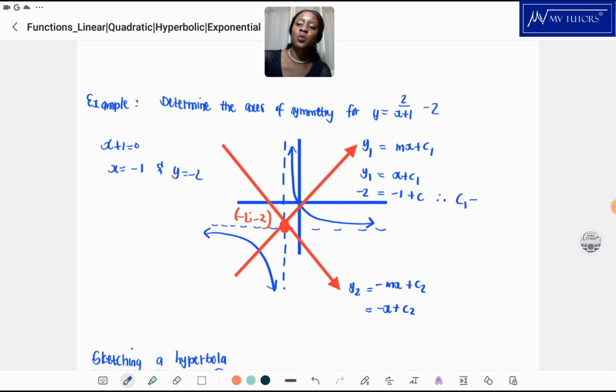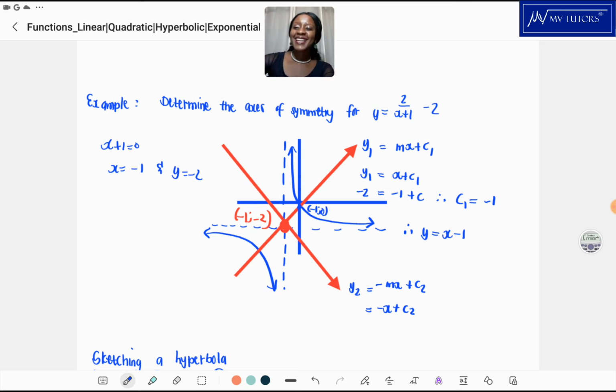Therefore, c1 is actually equal to, if I take negative 1 to the other side, it would be positive. So c1 is negative 1. Therefore, the equation of the axis of symmetry for your increasing function is y equals x minus 1. And if you think about it, it looks like it's intersecting there at minus 1.